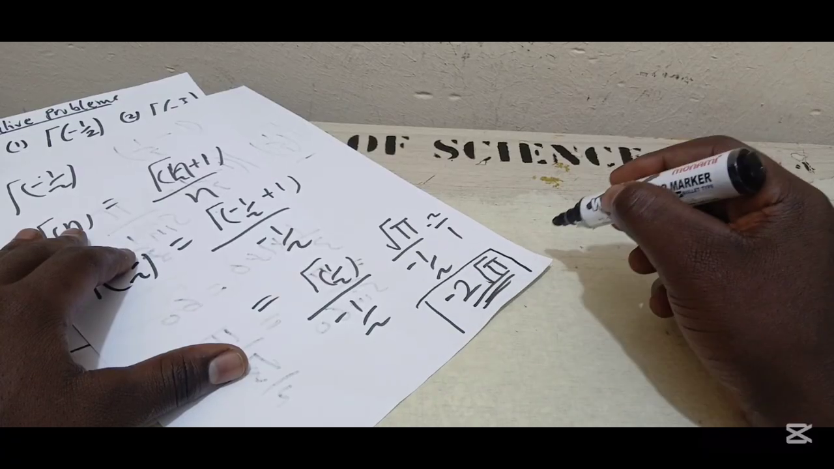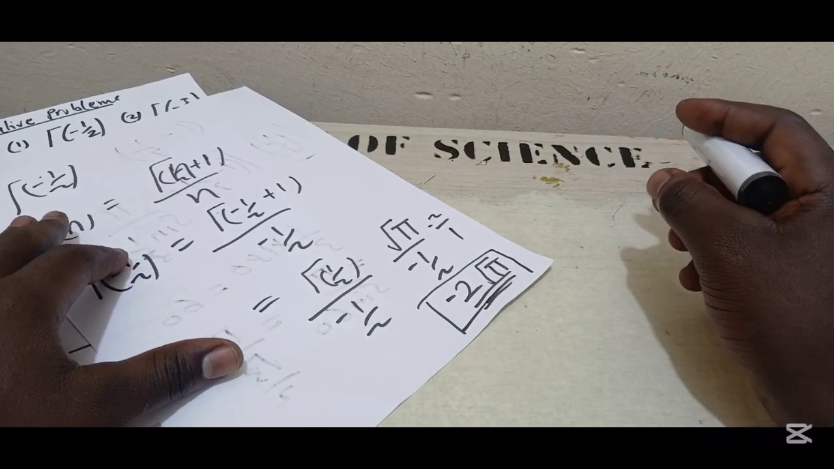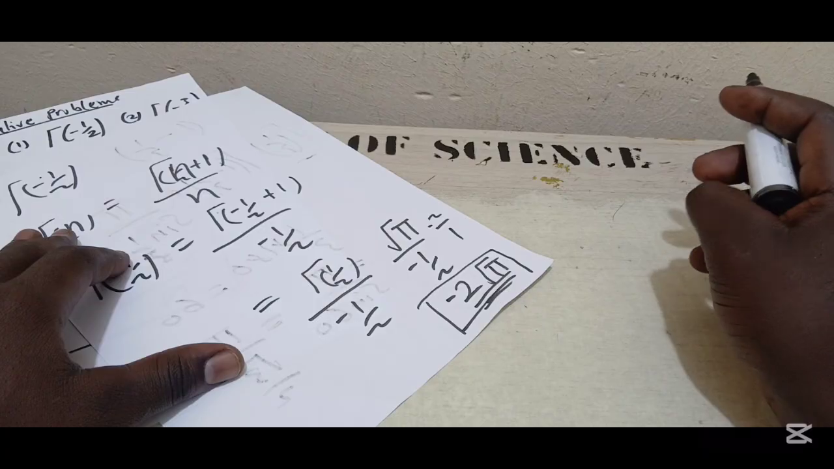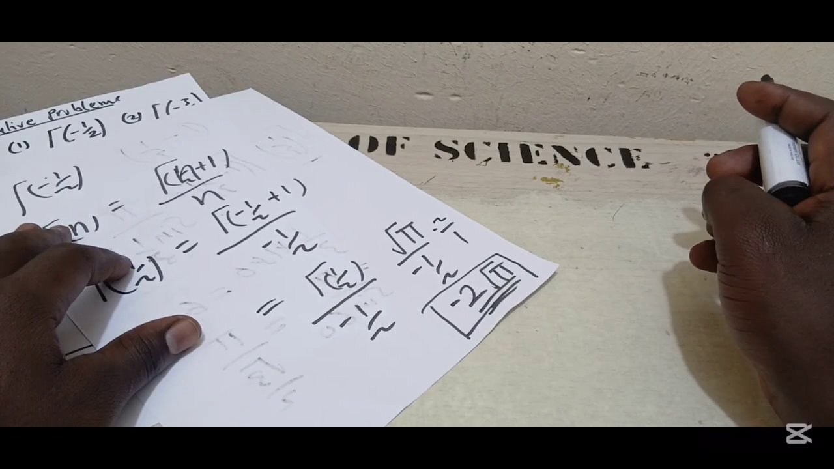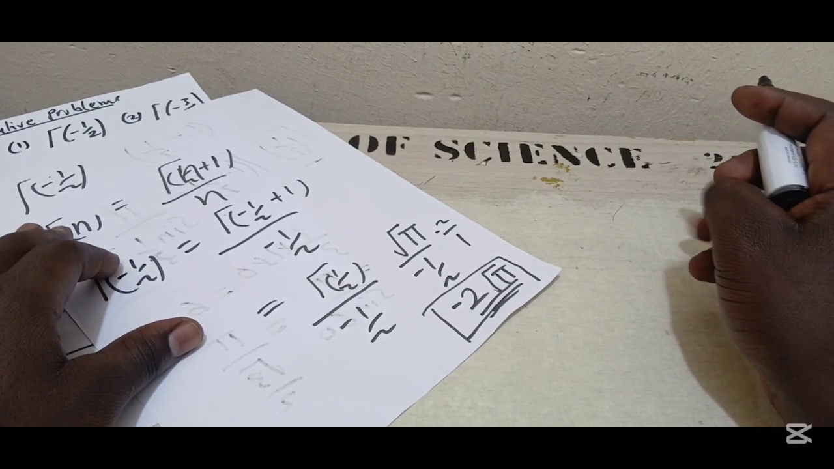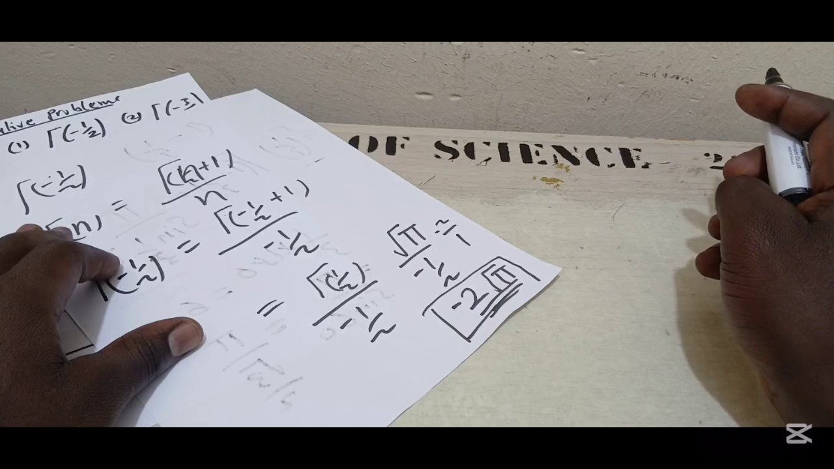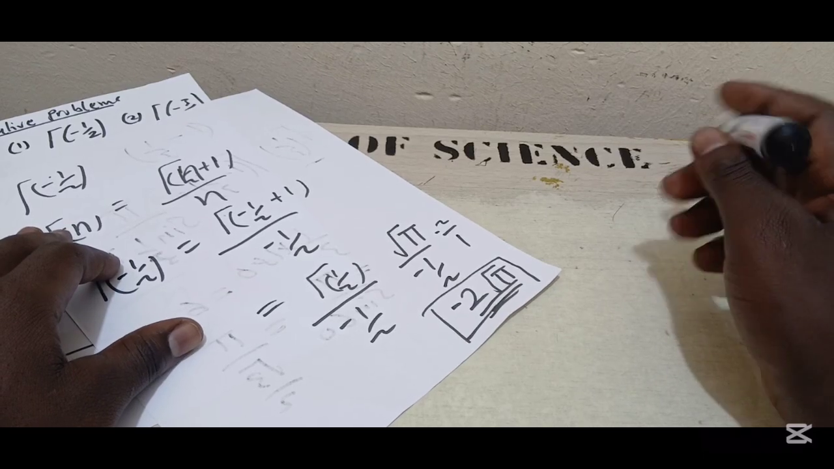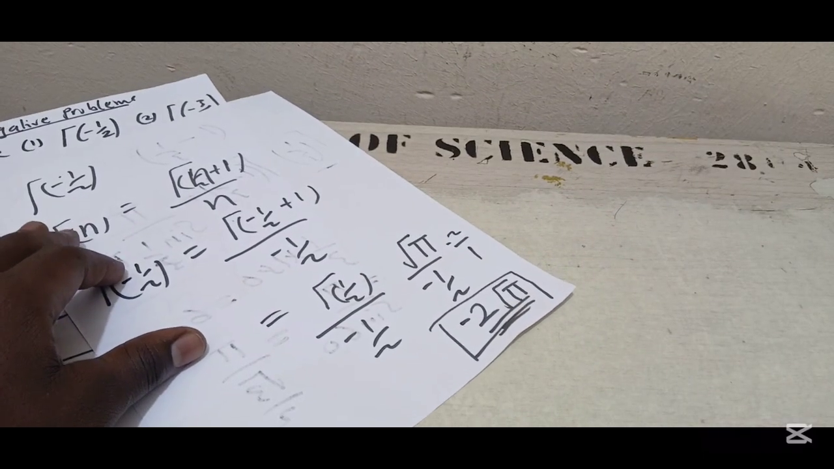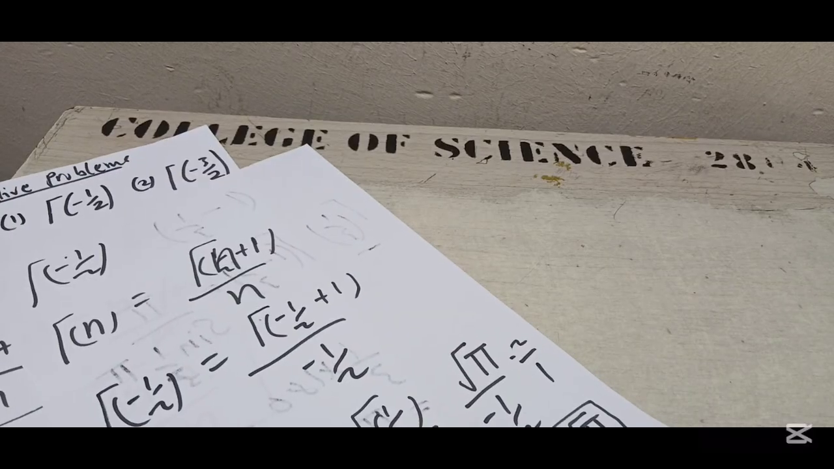You can also keep this one in mind. So gamma negative half is equal to minus 2 root pi. Unlike gamma half, positive half, which is square root of pi, gamma negative half is minus 2 root pi. So let's look at another example, last example on this.